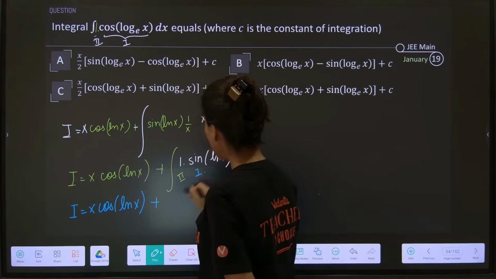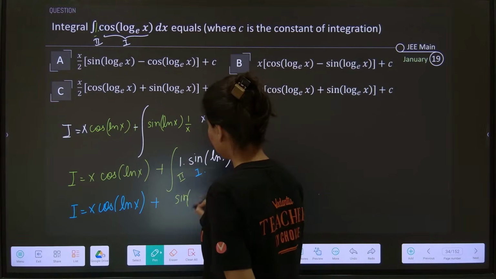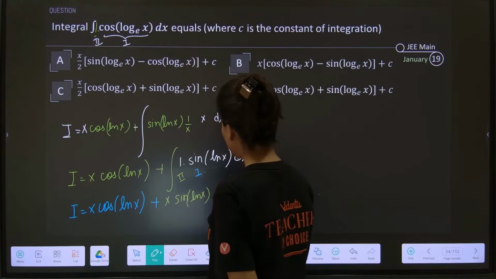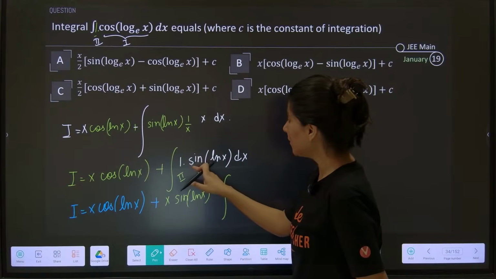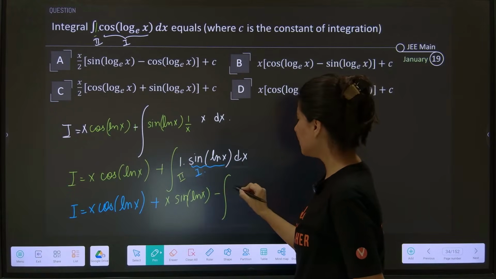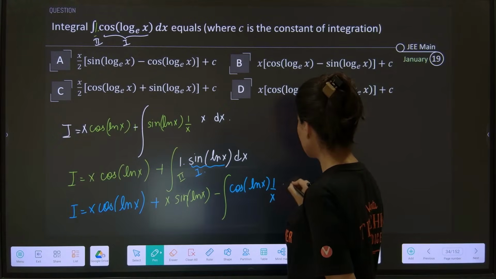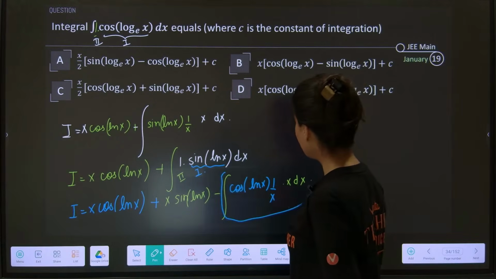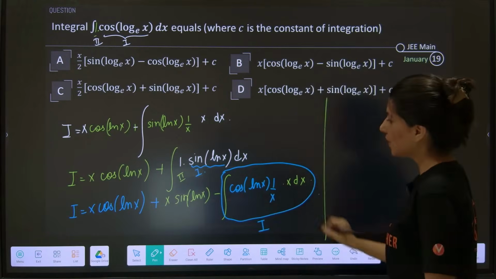Okay. So yes, now again, sin log x is constant. And this is your x minus integration of derivative of first. So derivative of sine is cos. Don't forget 1 by x, and integration of 1 is x dx. Can you see this over here is nothing but I only, minus I.